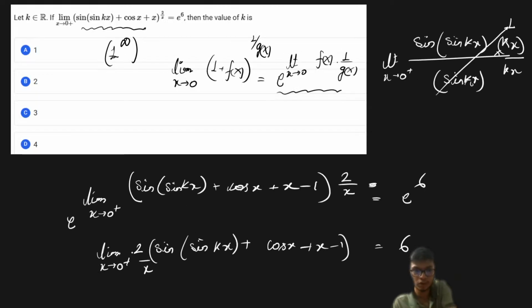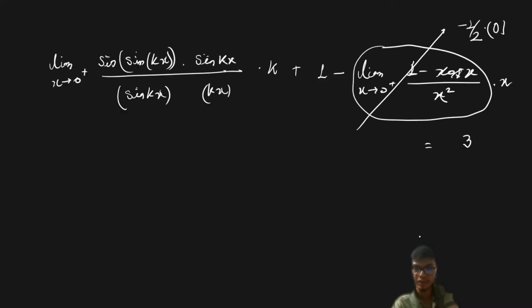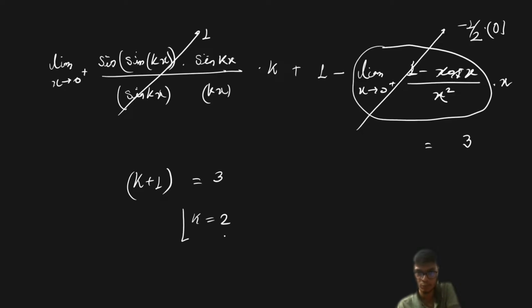So I'm cancelling this 2 and this 6 with 3, so this result should be equal to 3. Therefore, this particular result is equal to 1 and 1 into k, so k plus 1 is equal to 3, and therefore the value of k should be equal to 2.